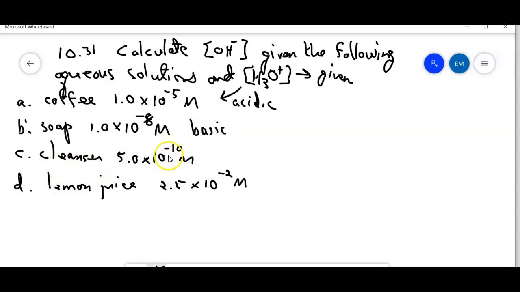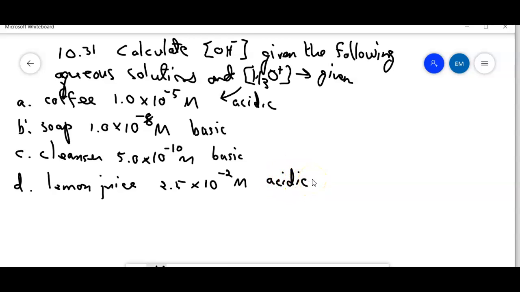Cleanser, 10 to the minus 10th, is even lower than 10 to the minus 8th. So that's getting pretty basic. It's not a 100th, but maybe a 20th or something like that, but it's still basic. And then 2.5 times 10 to the minus 2 is going to be acidic. We already know lemon juice is acidic.